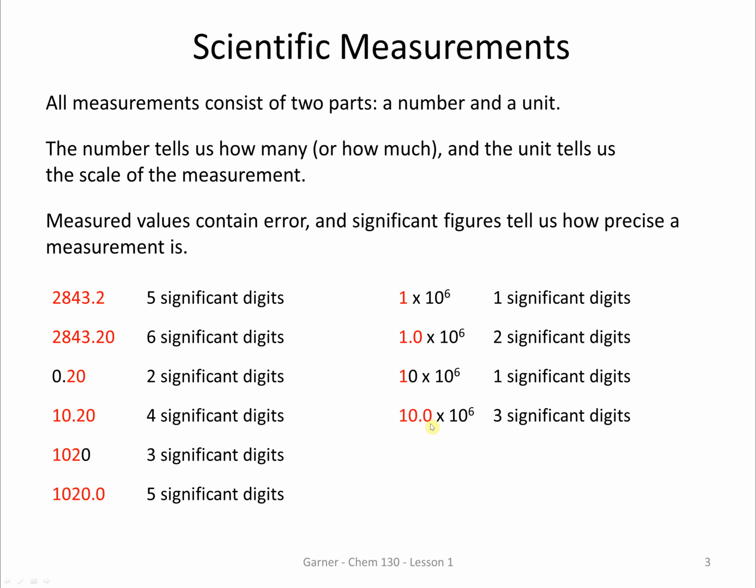If I have 10.0 times 10 to the 6th, that would contain 3 significant figures. So of course the 1 is significant. The trailing 0 after the decimal is significant because it's to the right of the 1, which was a sig fig, and it's to the right of the decimal, right? So it meets both of those criteria, so it's going to be significant. The first 0 is also significant now because it's between 2 sig figs. The 1 and the second 0 are significant, so that means that the first 0 must be as well.